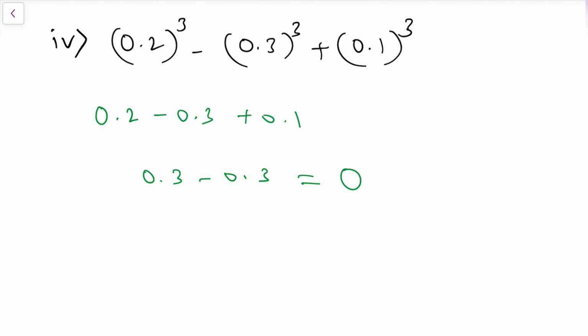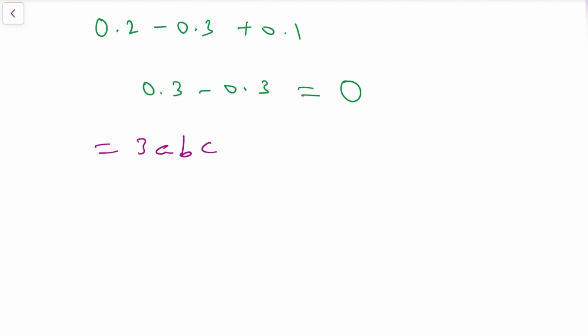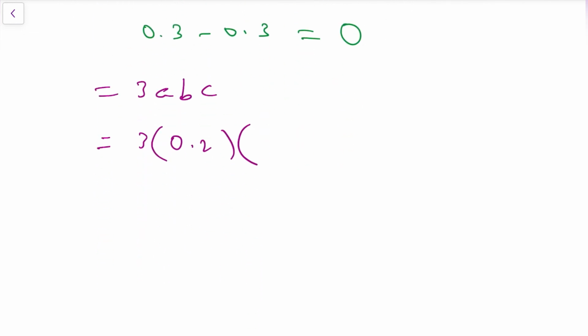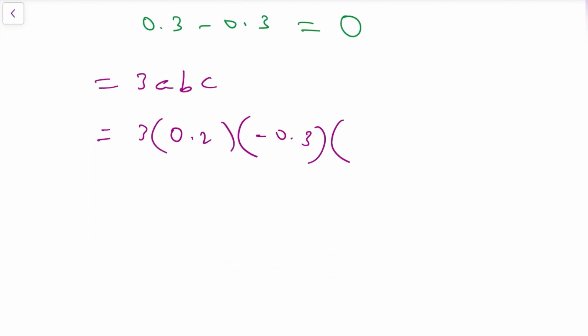Then A cube plus B cube plus C cube value will be equal to 3 times ABC. So 3 into A is nothing but 0.2, into B is nothing but minus 0.3, into C is nothing but 0.1. So here only one minus symbol is there, so minus. First remove all the decimals. 3 2s are 6, 6 3s are 18, 18 1s are 18.